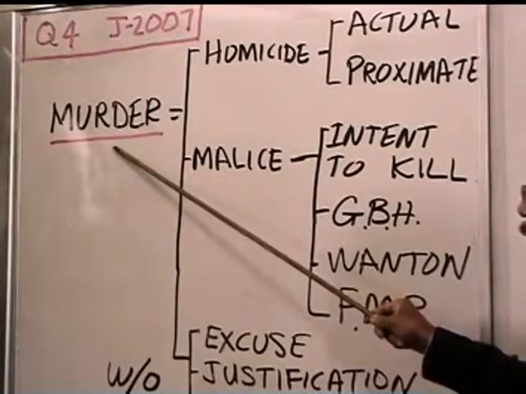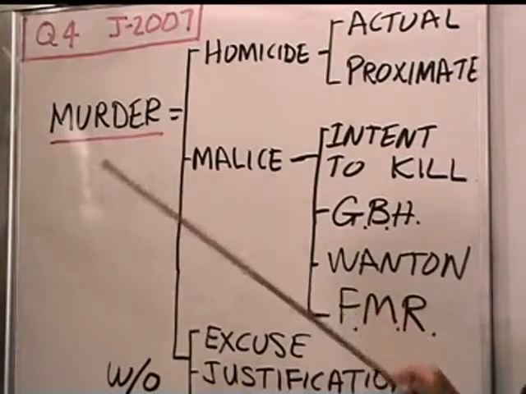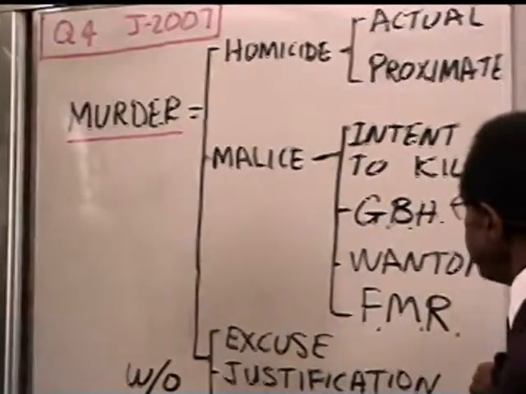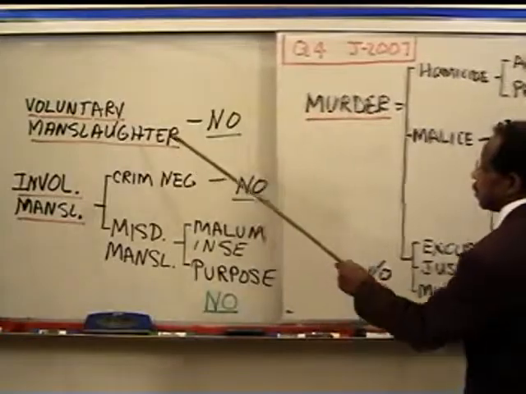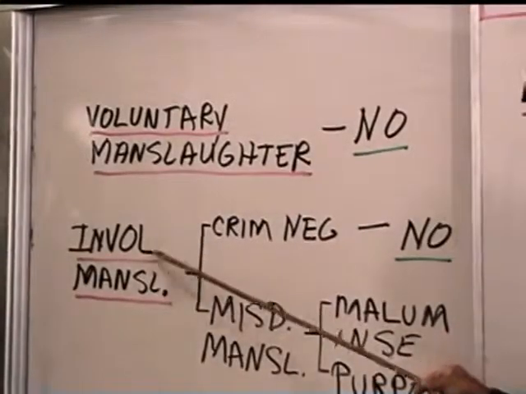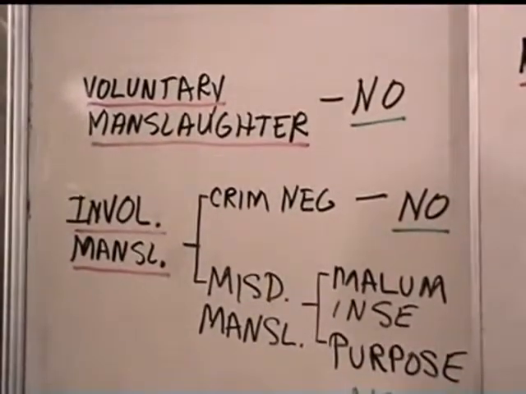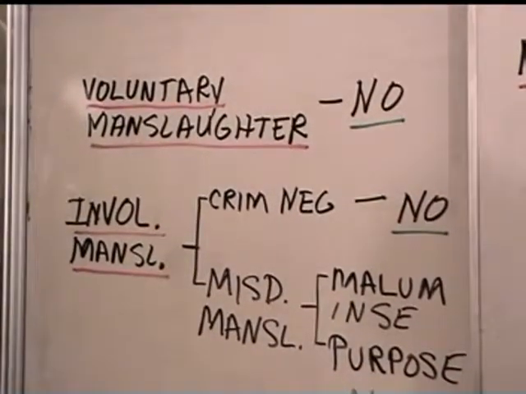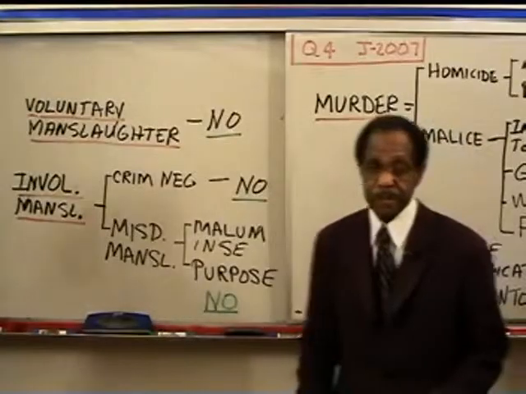Then they ask about lesser included offenses. Well, what are the lesser included offenses? Well, they are here. The lesser included offenses are voluntary manslaughter and involuntary manslaughter. So we really are being asked, can Dan be convicted of any of those three offenses? Let's start with murder over here.